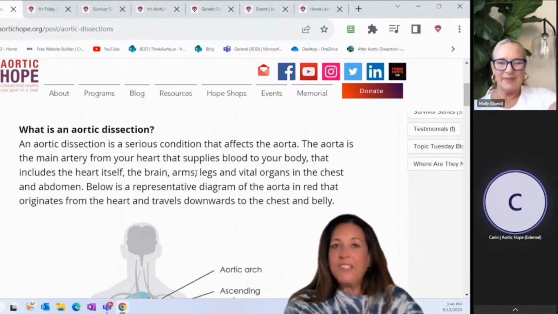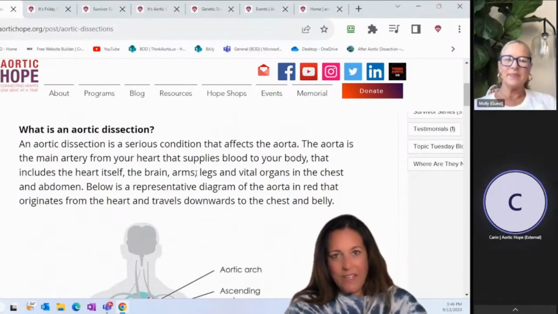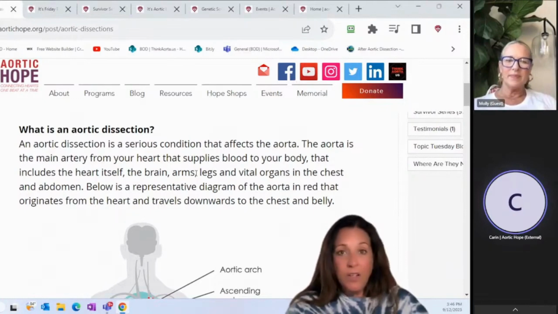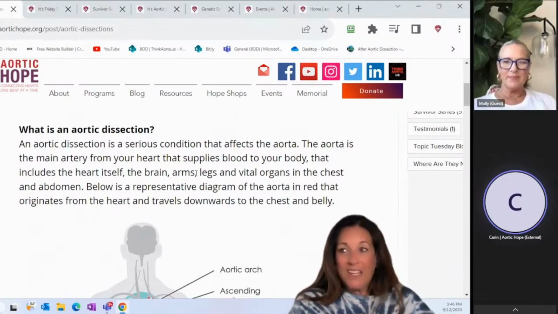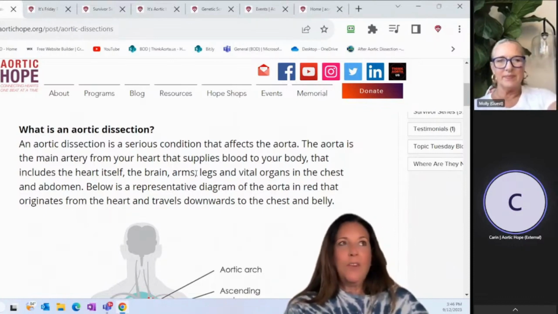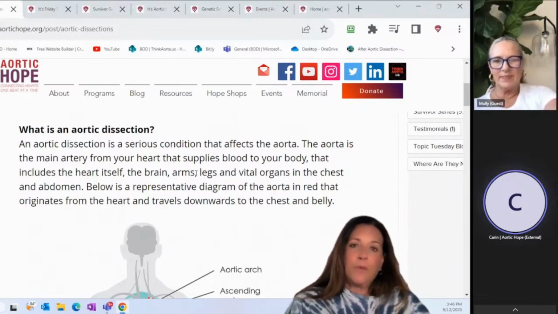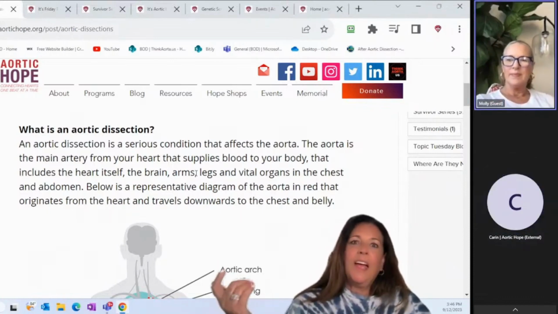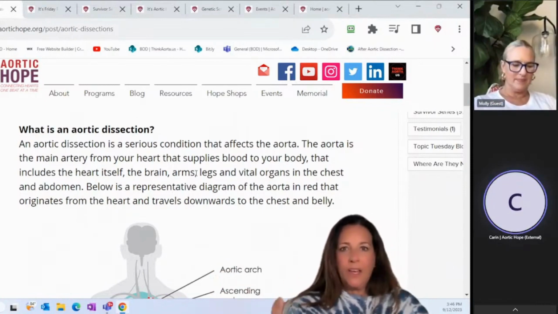So that's a pretty serious condition that obviously affects the aorta. It can affect it anywhere. It doesn't have to start at the root. It doesn't have to start in the abdomen. It can literally start anywhere. I know somebody who had it start in the thoracic descending, and then 10 years later got one in the ascending. So it really can happen anywhere.